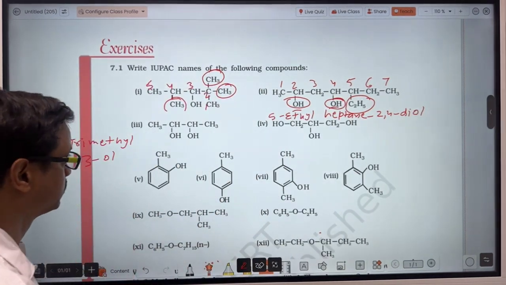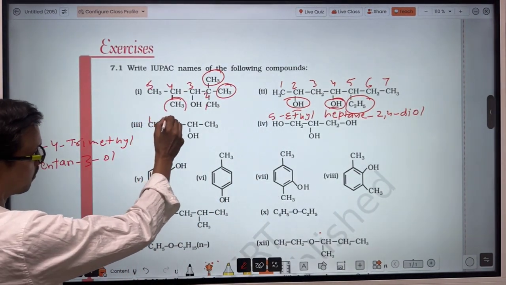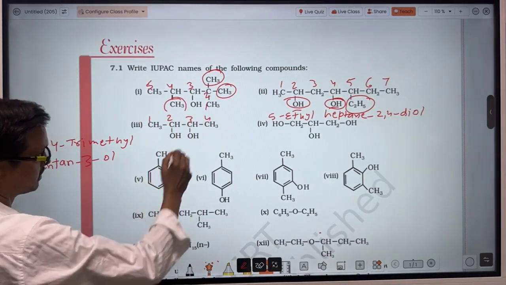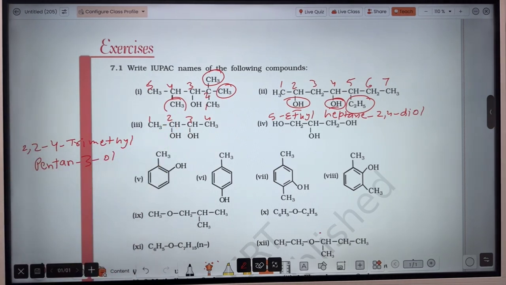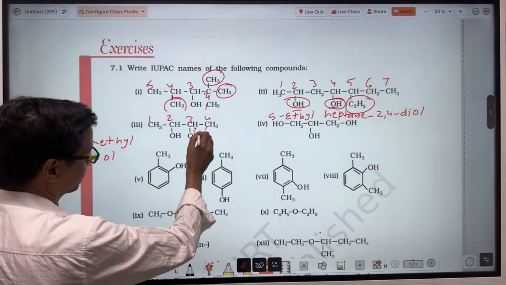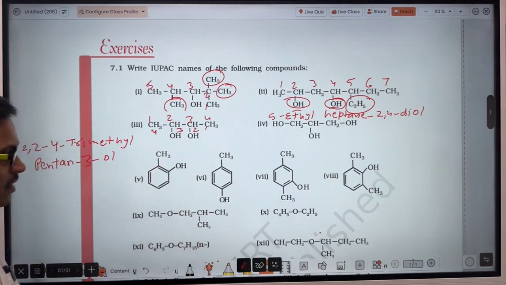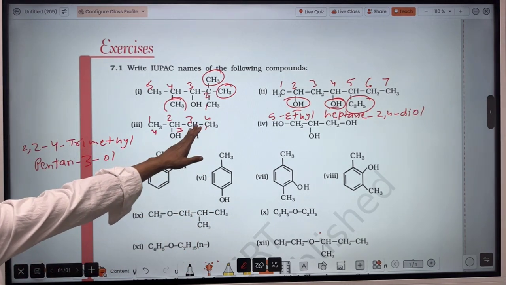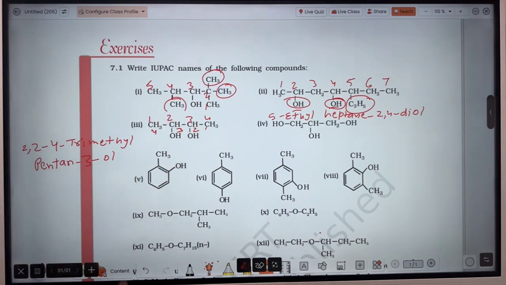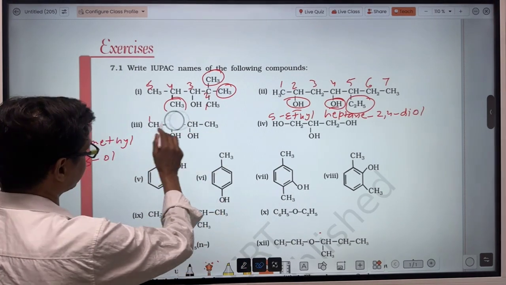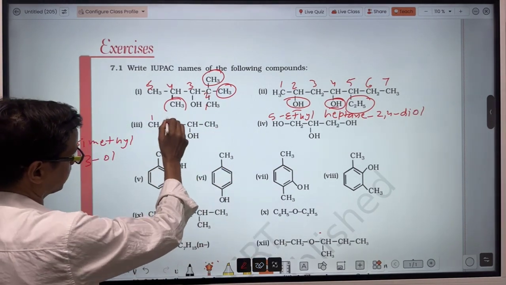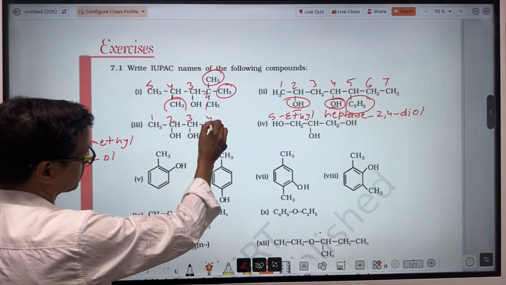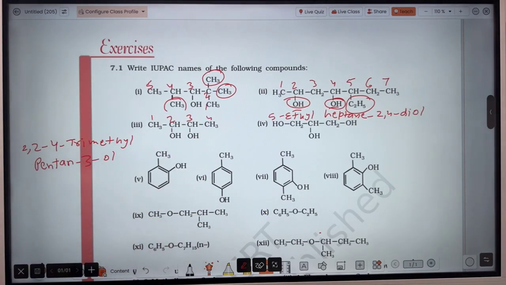So when you do numbering from left to right, 1, 2, 3, 4, then the functional group will be at second position and at third position. And when you do numbering from right to left, then also the carbons containing the functional group acquire second position and third position. So writing the name of this compound is very easy. We can do the numbering from any direction, because there is no substituent. So here we will not have to think a lot.